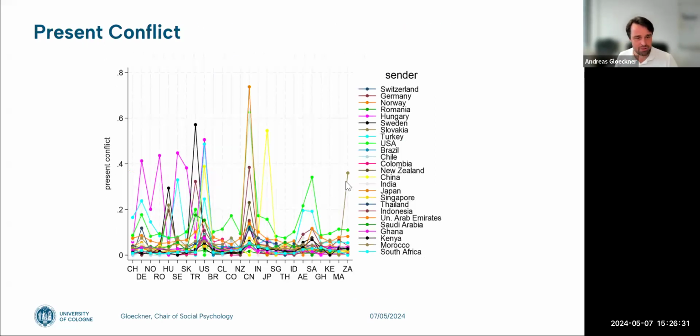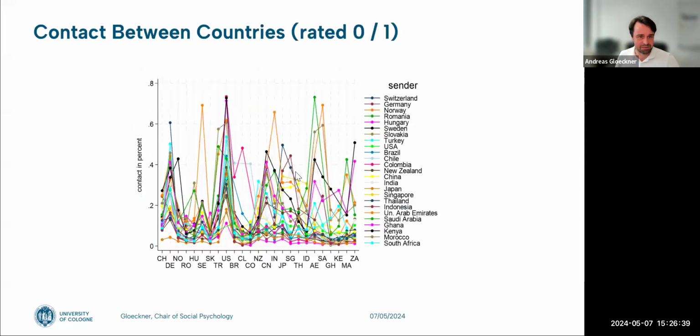Yeah, we also have lots of variance on the present conflict. I don't have to go into detail. Norway has conflict with China and so on. This is all in line with what you would expect. And most of the countries don't have contact with the other countries, with the exception that people have lots of contact with the neighboring countries. These are the upward peaks here, but I don't want to go into detail with this.